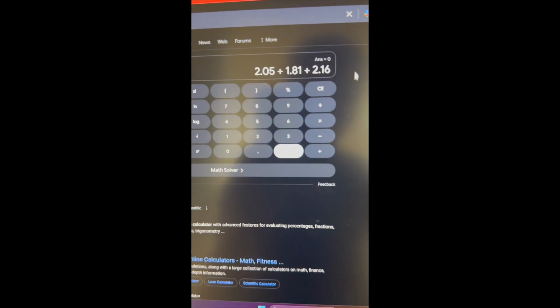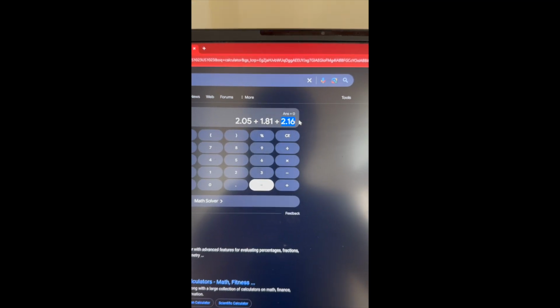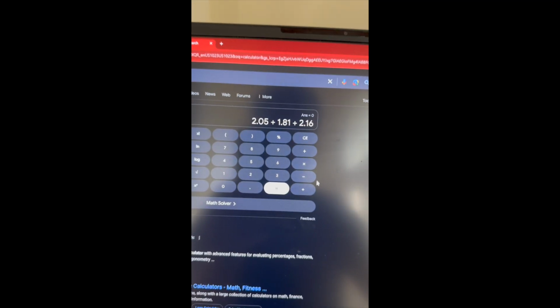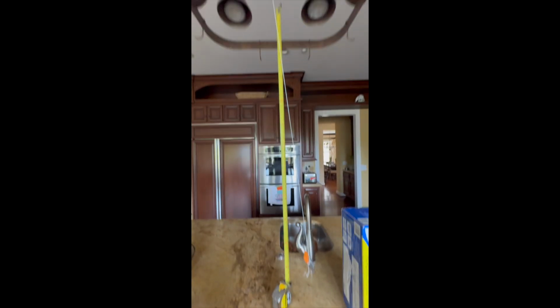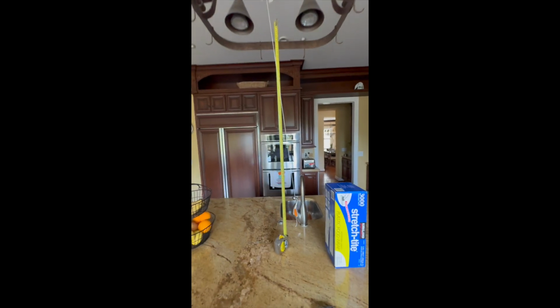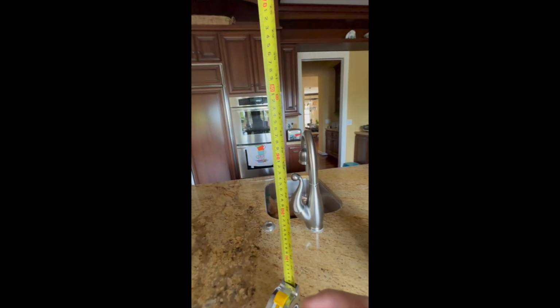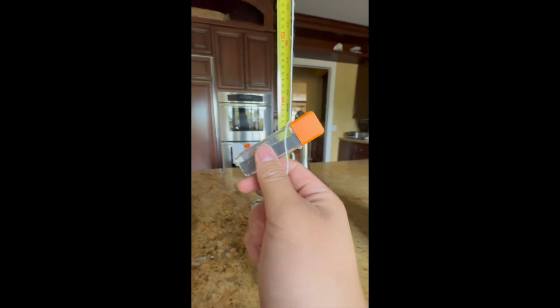So right now we need to calculate the average of our pendulum swings. So earlier we got 2 seconds and 5 milliseconds, 1 second 81 milliseconds, and 2 seconds and 16 milliseconds. So we add all of them together, and then we divide this number by 3, and you can see our average pendulum swing is 2 seconds.